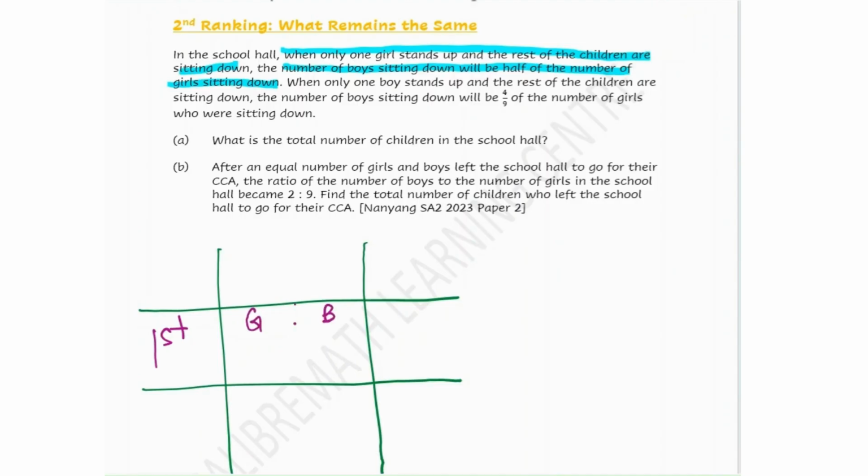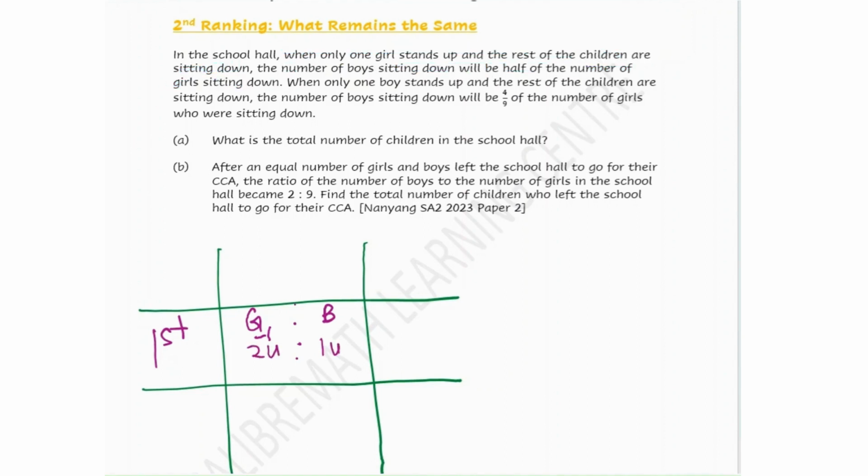Girls is to boys. Since we know that one girl is standing up, the number of girls sitting down will be lesser by one. So we're going to write -1 to represent that. And then we know that the boys will be half of the girls. So the boys will be 1 unit and the girls sitting down will be 2 units.